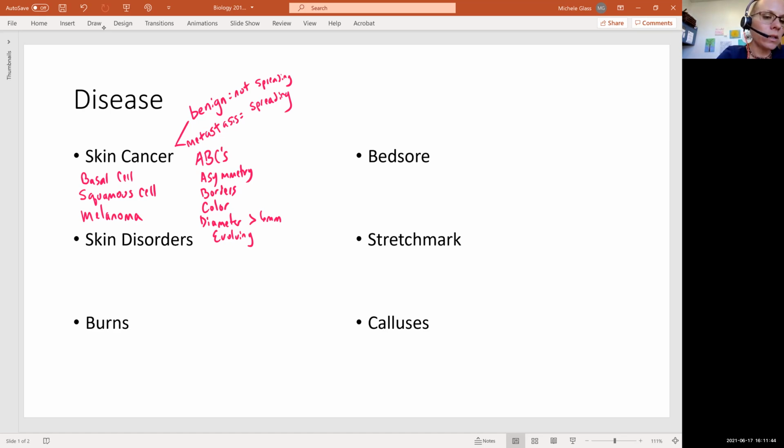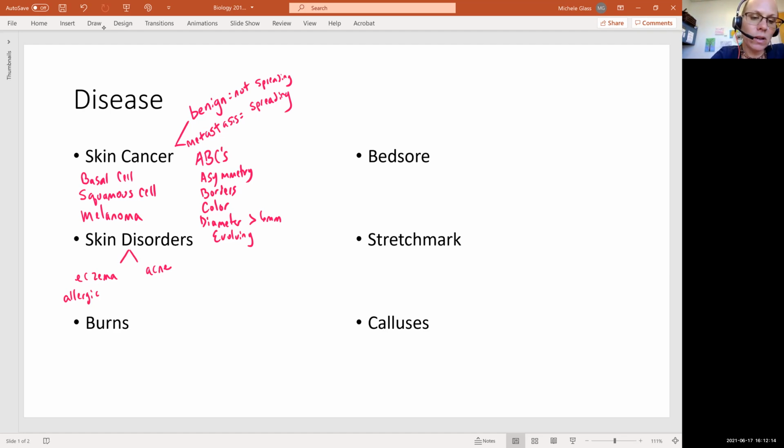When we talk about skin disorders, our text mentions 2 examples. We have eczema and then acne. So eczema is basically an allergic reaction. You have patches of dry, itchy, inflamed skin.